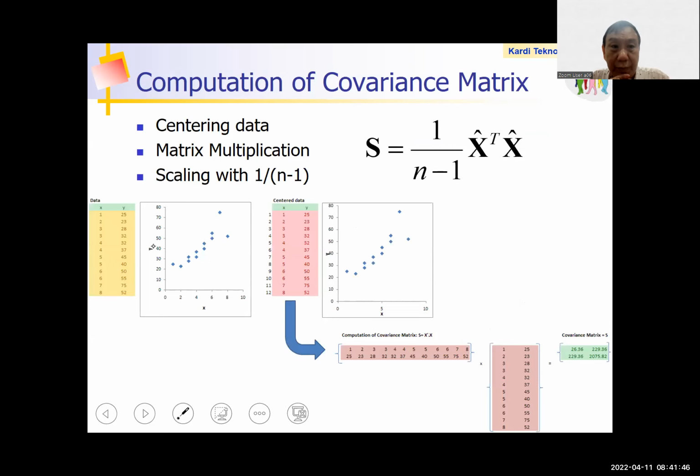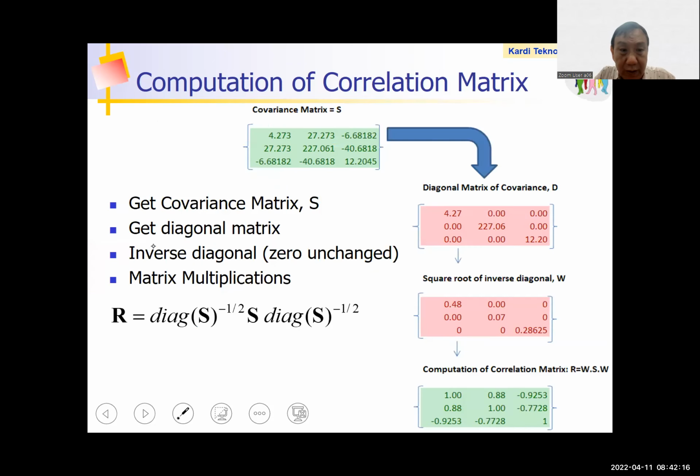This is the example. You can use Excel. Did we have a practice of this last time? Yes or no? Probably we did. Suppose you have this kind of data. First, you center the data, and then you can compute the covariance matrix. After that, you can also calculate the correlation matrix.